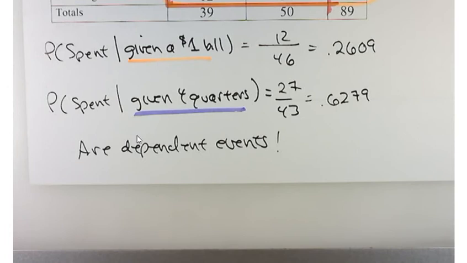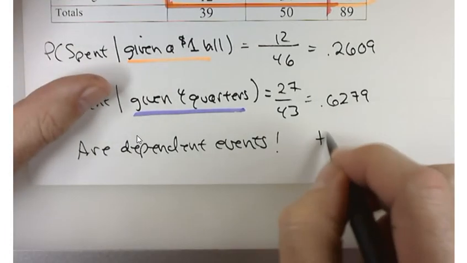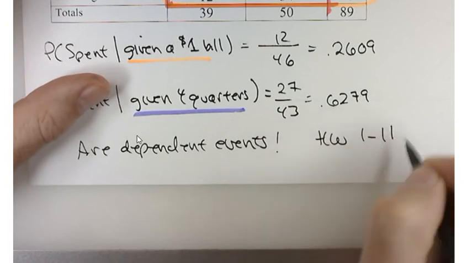For homework in this section, try problems 1 through 11.